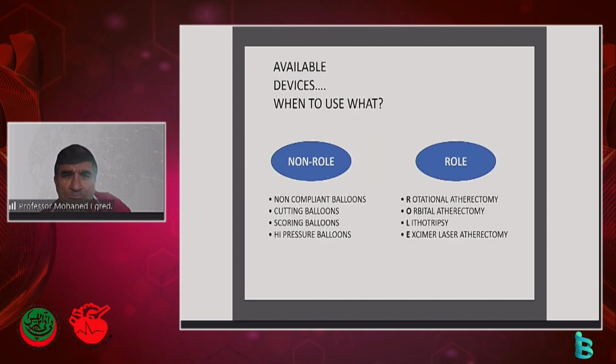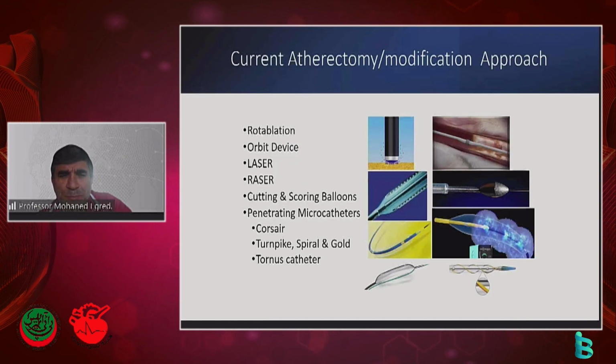If you think about the available devices in two acronyms, it makes life much easier to remember: the roll and the non-roll. The non-roll includes the non-compliant balloon, cutting balloon, scoring balloon, and high-pressure balloons like the OPN. The roll group includes rotational atherectomy, orbital atherectomy, lithotripsy, and excimer laser. So it gives you an idea of the equipment that you use on a day-to-day basis.